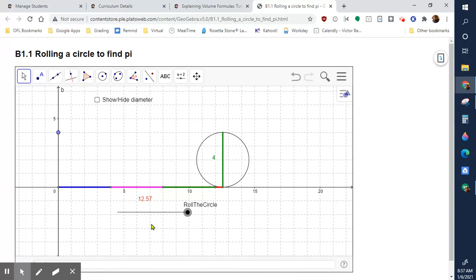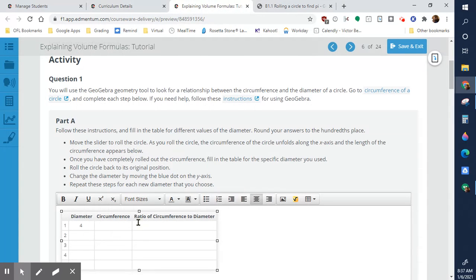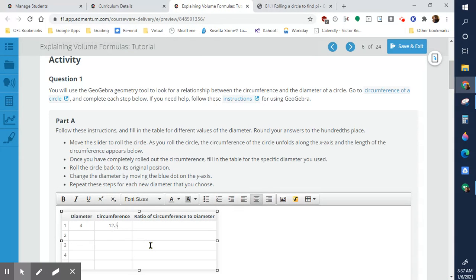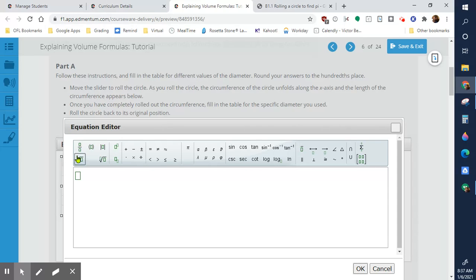And we end up getting 12.57. And here you can see that it marks it at every 4. So it happens like 4 and a little bit more, so 3 and a little bit more. So what we're going to do here is write down the circumference, 12.57, and it wants the ratio of circumference to diameter. We're not going to write this for all of it, I'm just going to show you for the first one, and then the rest we're just going to divide out.